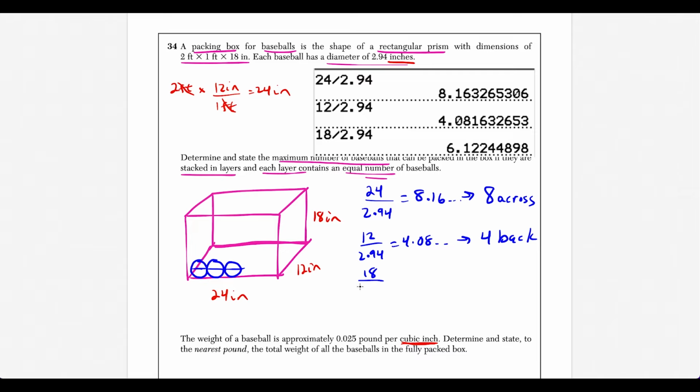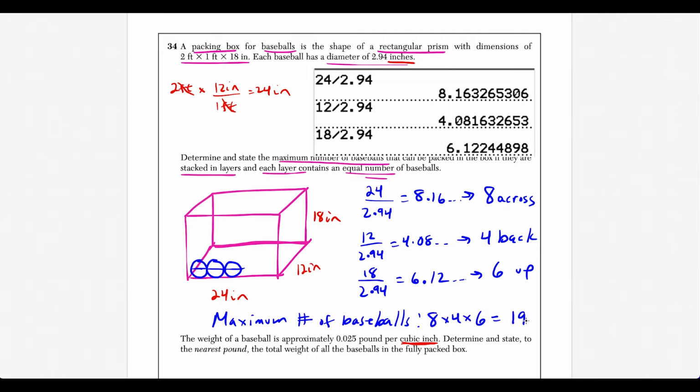So that's the 18 divided by 2.94, and that works out to 6.12, and this goes on. So we could fit 6 going up. So now to find the max number of baseballs, let's just make that a little bit neater. The maximum number of baseballs is equal to, we're just going to multiply these three values together here. We're going to do 8 times 4 times 6. So there we have it. We could fit 192 baseballs inside this rectangular prism.